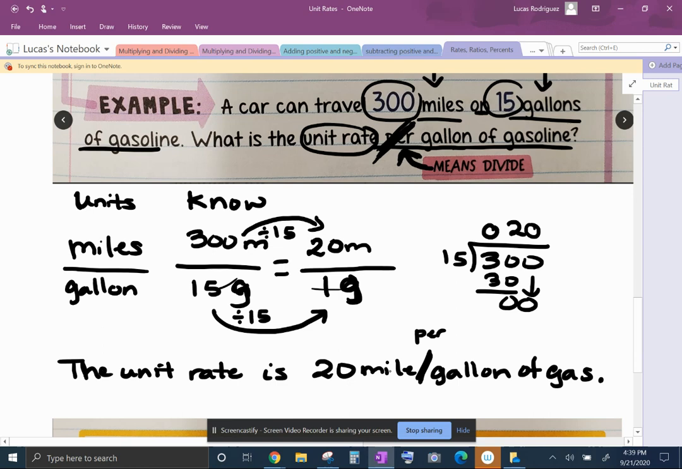So notice that on the left side here, I put miles, which is on top. And on the right side, I put gallon of gas, which is on the bottom. Whatever's on top will go first, and whatever's on the bottom will go second. So the unit rate is 20 miles per gallon of gas. Let's go on to the next one.